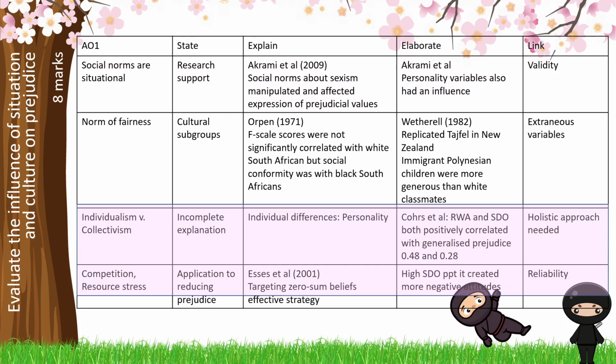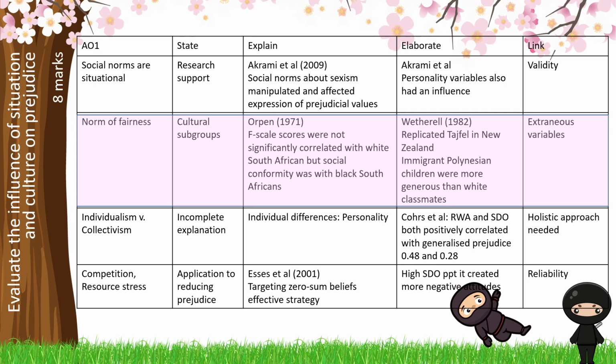We're then going to move on to look at the norm of fairness and explain that. And our opposing research to this is actually that within a culture there are subgroups. Orpen found this in relation to F-scale scores, and we know that as part of an authoritarian personality. However, we've got Weatherall's research here that suggests that there are norms of fairness within different groups, and therefore our mini conclusion is to talk about that there are extraneous variables within a culture that may affect the level of prejudice.